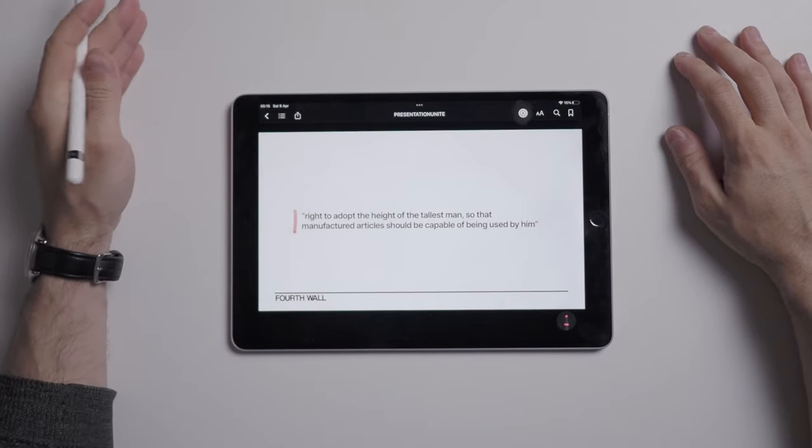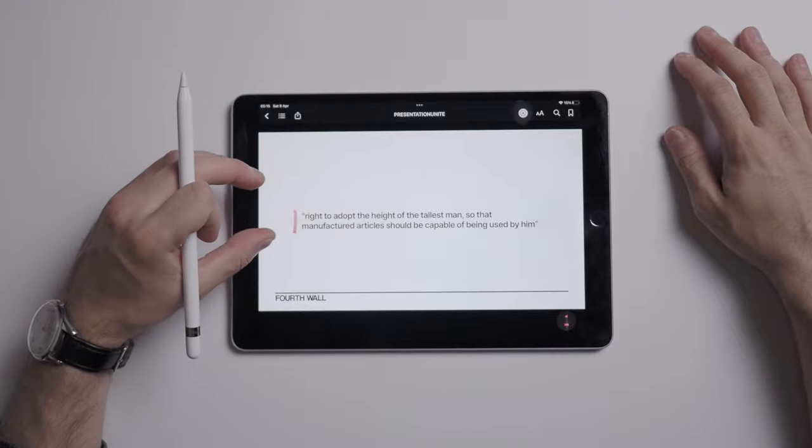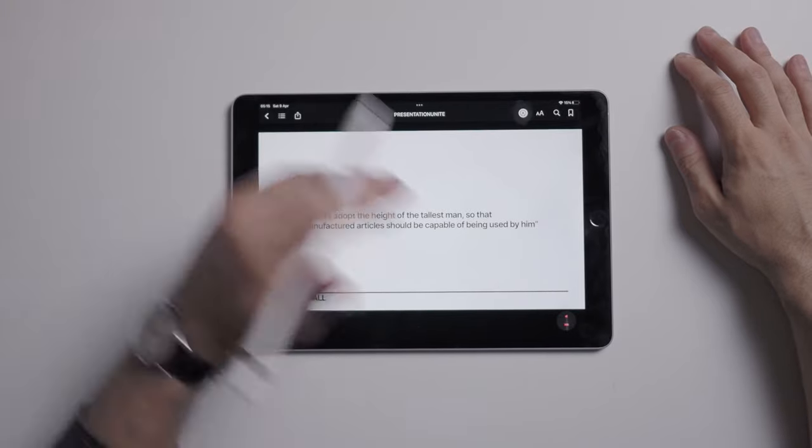The second explanation that I found, or the second quote by him: "The right to adopt the height of the tallest man so that manufactured articles should be capable of being used by him." Now, this is a better approach. In my understanding, the problem is that you don't take the tallest user to define chair heights and table heights, but the average user of the building or the specific user of the building. In this case, I think it's very good to take the highest or the tallest user for the ceiling heights, for example, or the door heights or the door widths, but not for the chair and the table heights. So there is still a disconnection there in the approach from the system of dimensions to the end user, in my understanding.